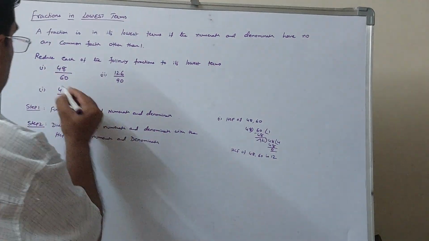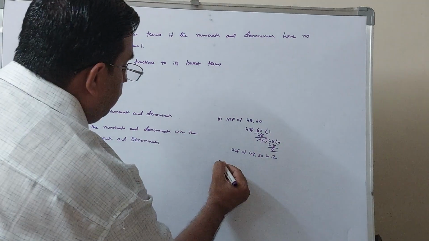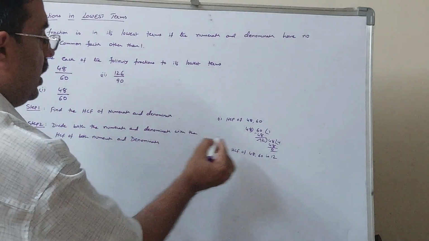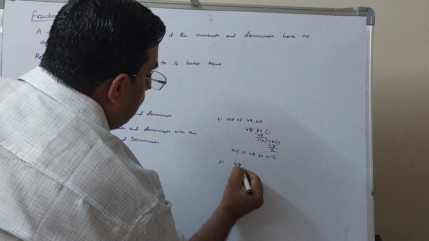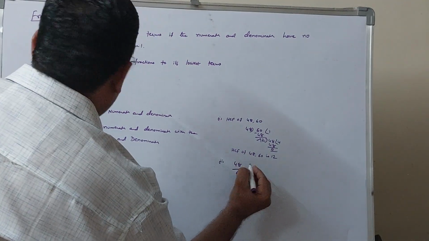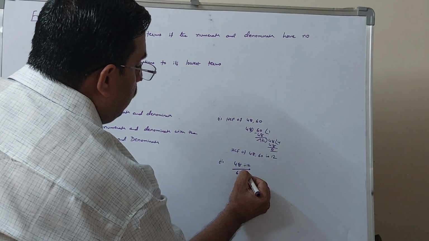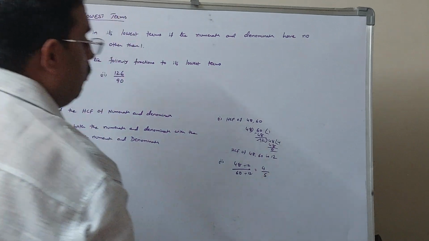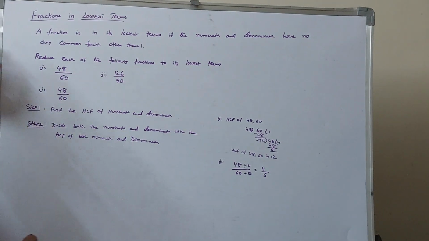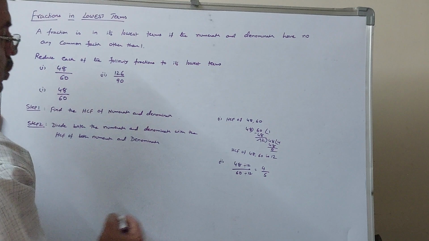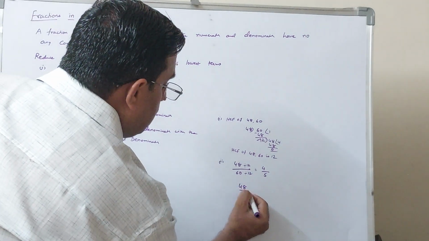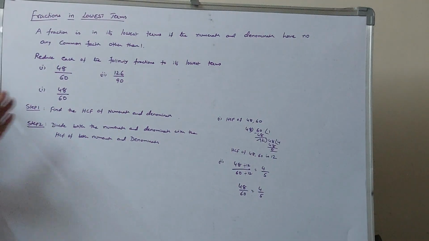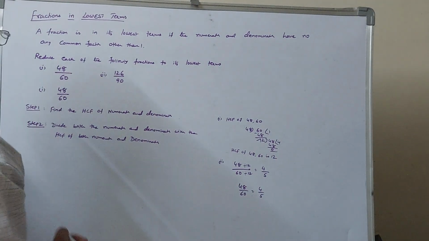Second step is divide numerator and denominator with the 12. So 48 by 60 dividing with 12, what will you get? 12 fours are 48, 12 fives are 60, so 4 by 5. So lowest terms is 4 by 5. So 48 by 60 is equal to 4 by 5. This is one way of doing the solution. This is the first method.